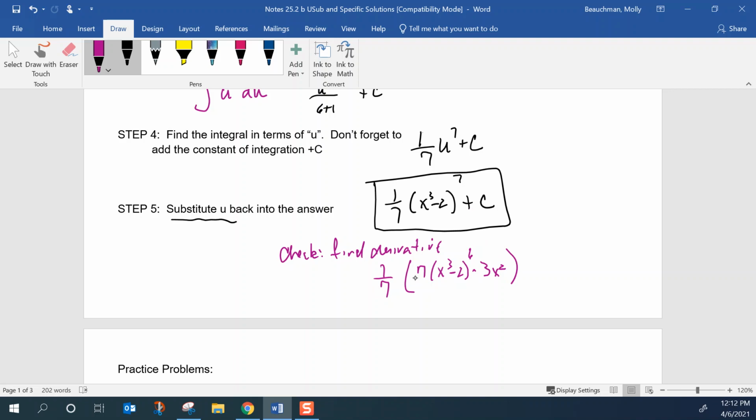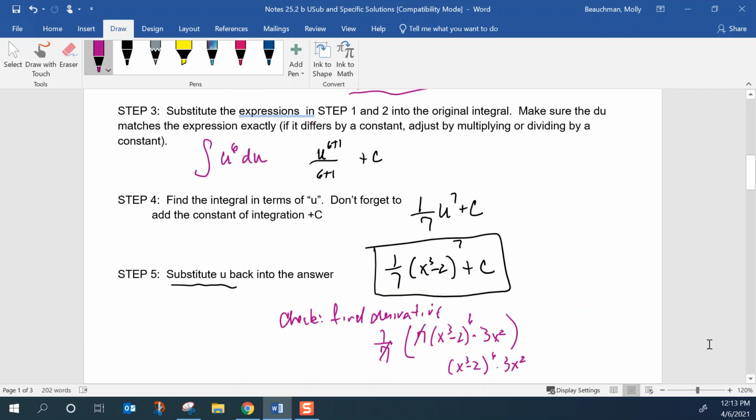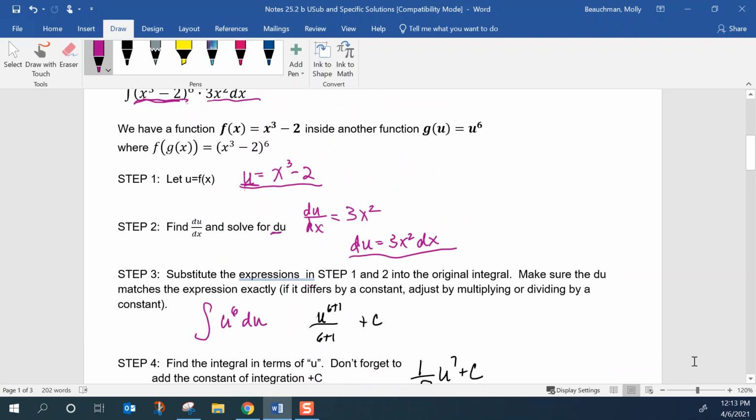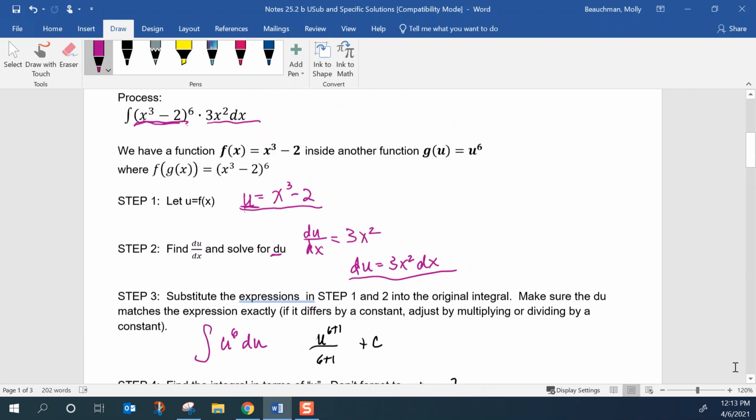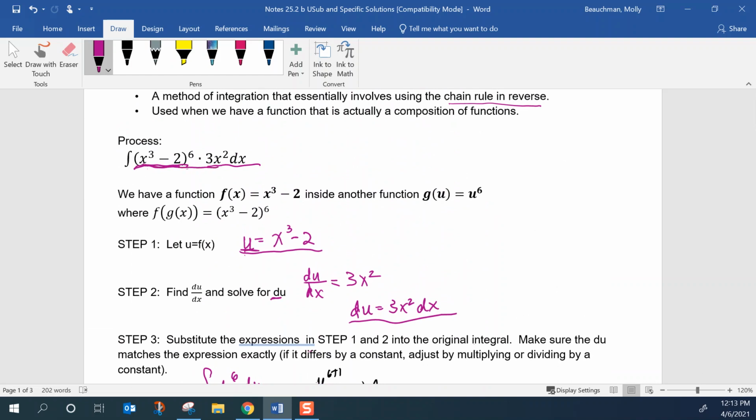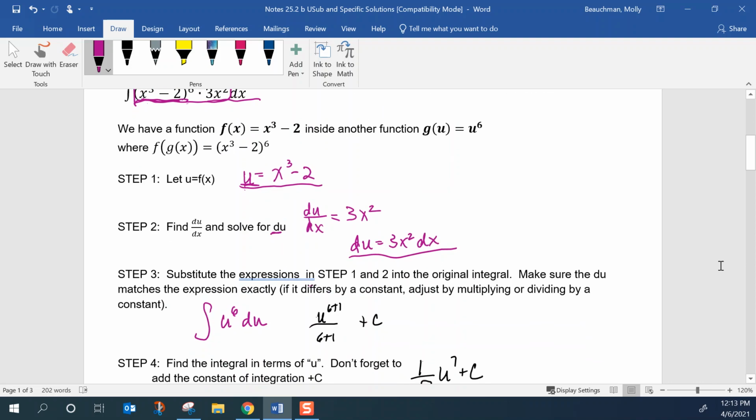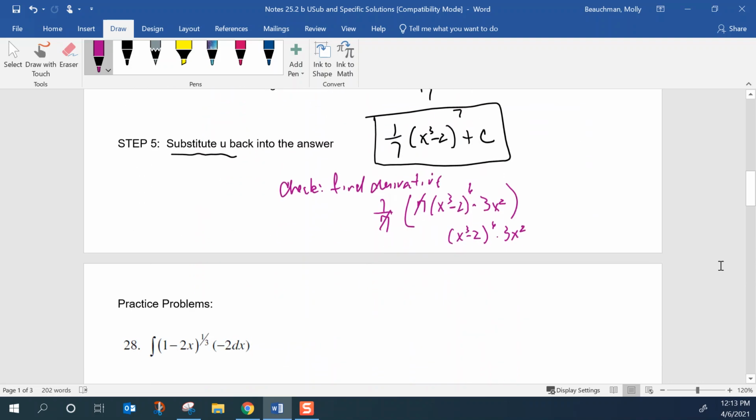So now when we do our arithmetic work, 1/7 times 7 cancel each other out, and I'm left with (x^3 - 2)^6 times 3x^2. And if you take a look, that's what my original function was that I'm finding the integral of. So that's my original expression. So it's the chain rule backwards by using something called a u substitution.